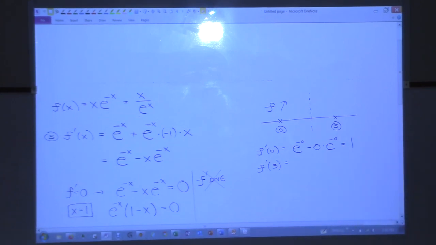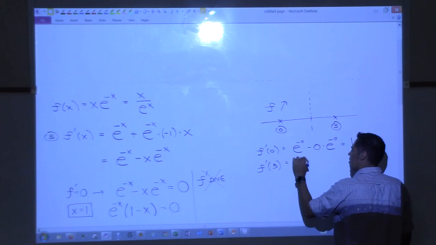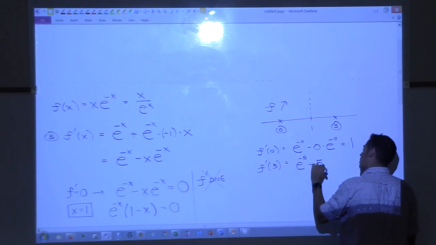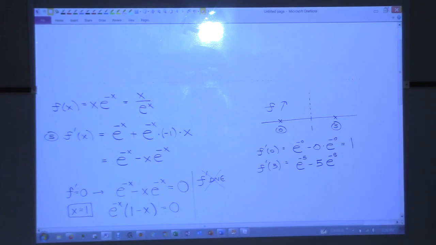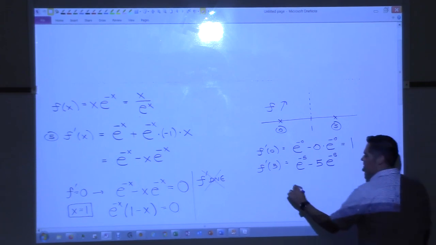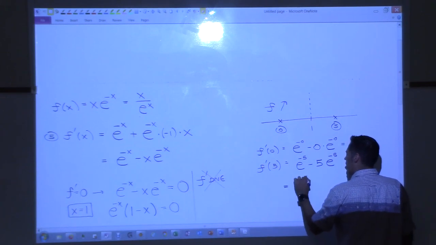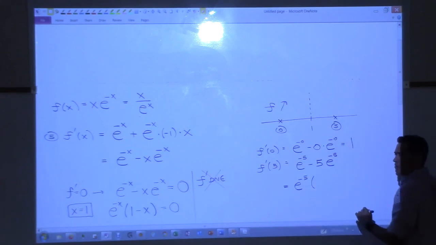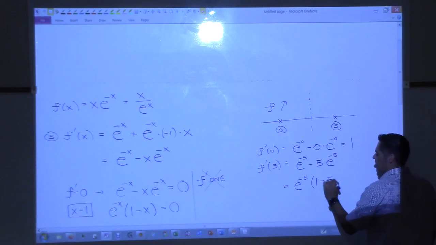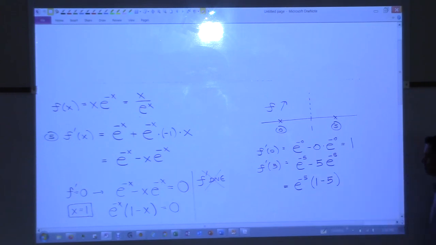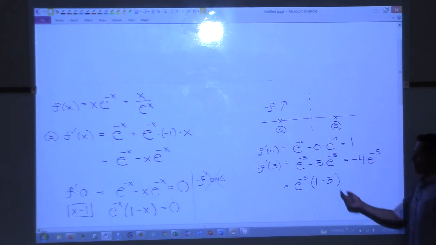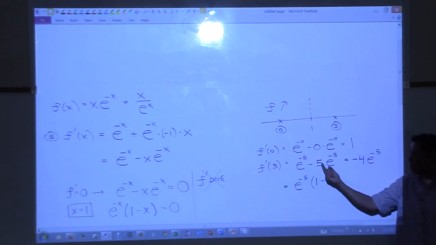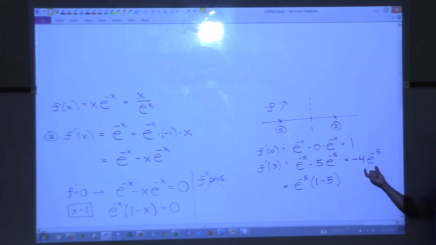Then we plug in 5. E to the negative 5 minus 5 times e to the negative 5. You could use a calculator here, but you could also just factor out the e to the negative 5. This is just negative 4 e to the negative 5. I guess you could look at it that way. This is e to the negative 5, one of them, right? And you're taking away 5 of them. So now you have negative 4 of them.